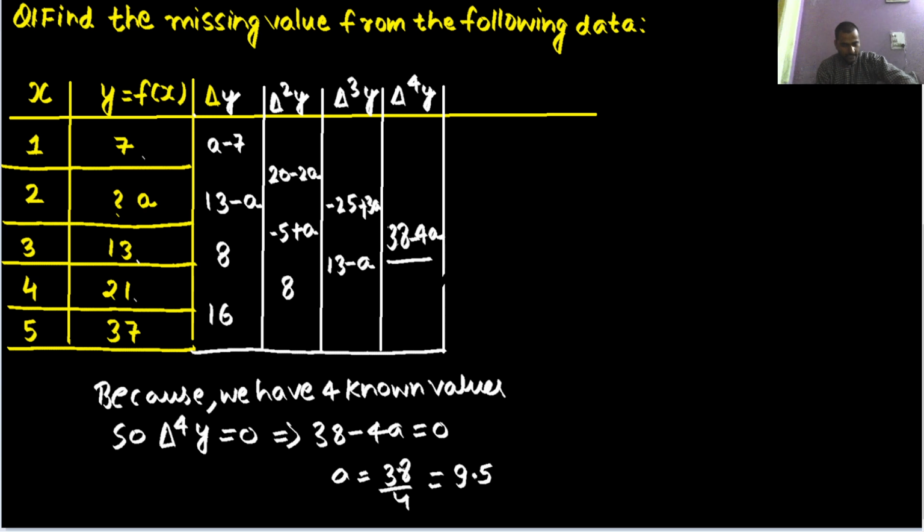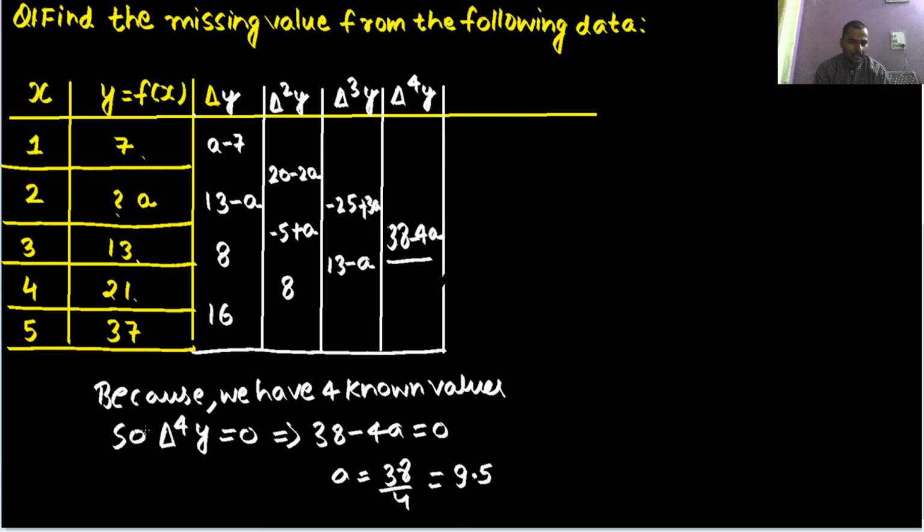Okay, 9.5 is what you are getting. So this is the value of a that we got simply. So now whatever is missing, you can replace by that value 9.5. This is interesting, isn't it? Okay, now what else can we do? Is there any other method in which we don't need to make a table? Yes, we do have a method.